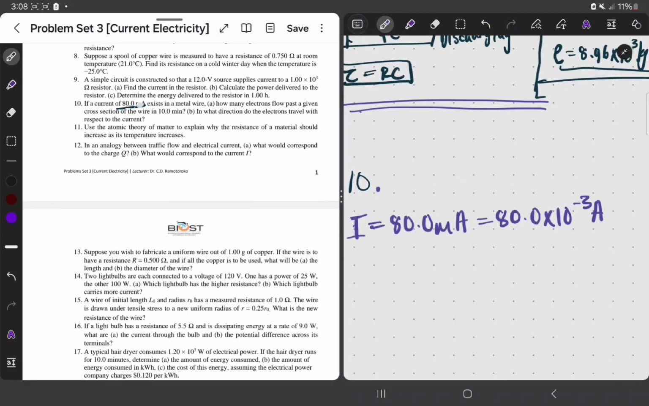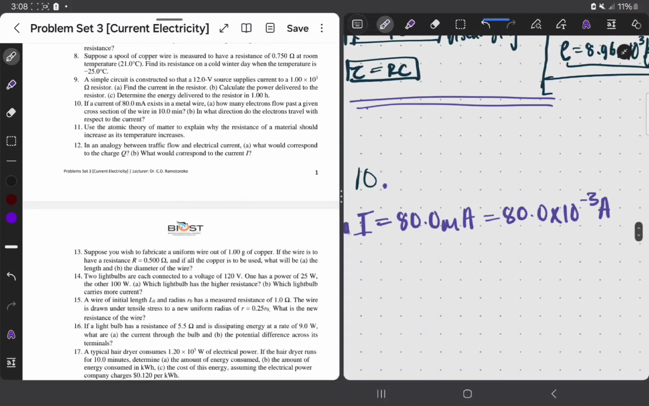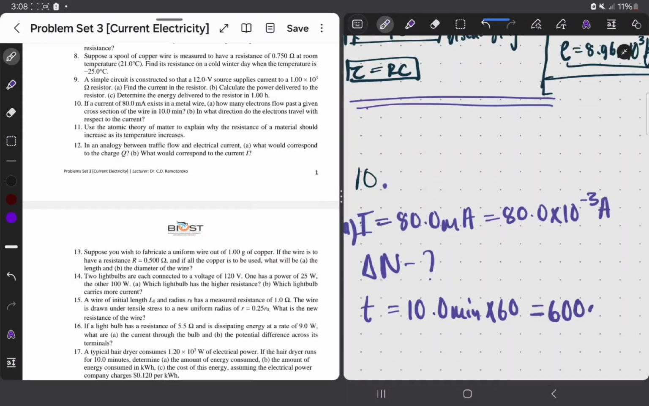Then now what are we going to have? If a current, how many electrons? So delta N for part A. We can now say how many electrons they are looking for, delta N, passed in 10 minutes. So time is equal to 10.0 minutes, which we multiply by 60, giving us 600 seconds.